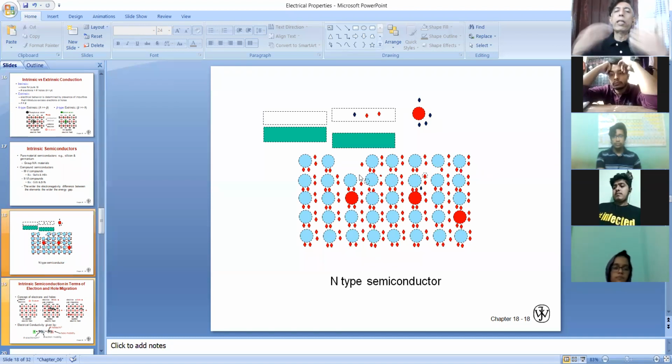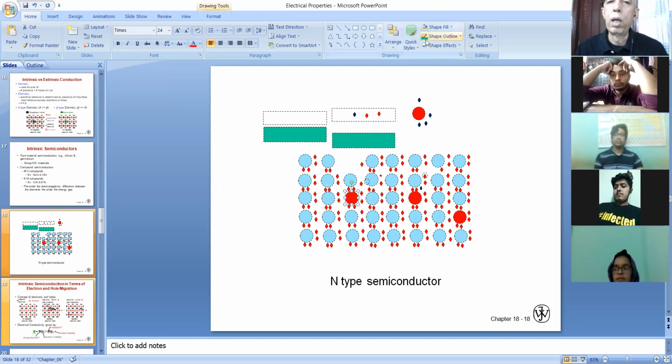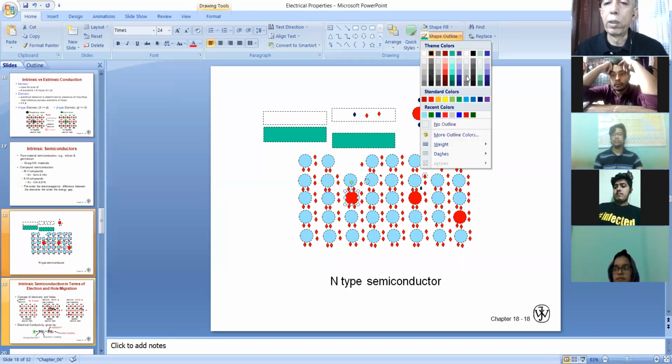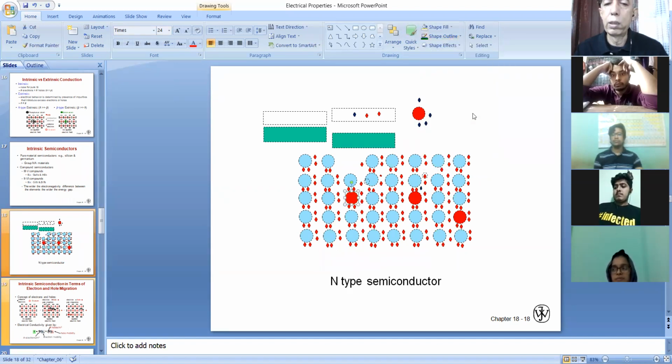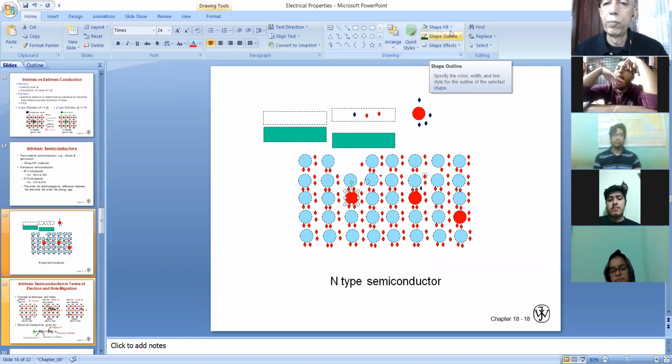Now, if we see the case of P-type semiconductor, what are the P-type semiconductors? For example, it is like this. Shape outline is this. It's not changing. Shape fill.